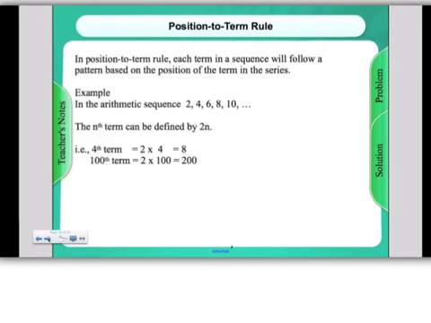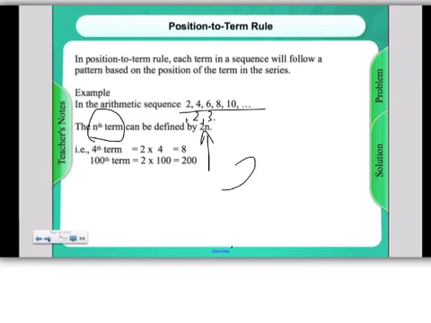So in this sequence, we are looking for a position to term rule. We're given this sequence. We know that this is the first position, this is the second, third, etc. We can call those each our nth terms, where n is the position of the term. And this one's pretty easy because it's just even numbers, meaning that we can define it by 2 times the position. So it's 2 times whatever the position is, and that will give me whatever term I'm looking for.